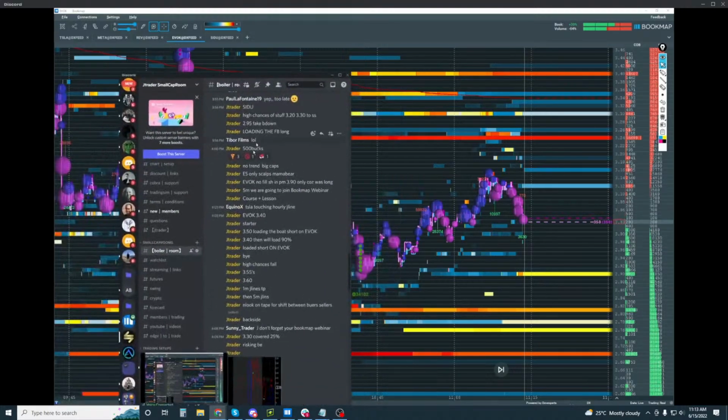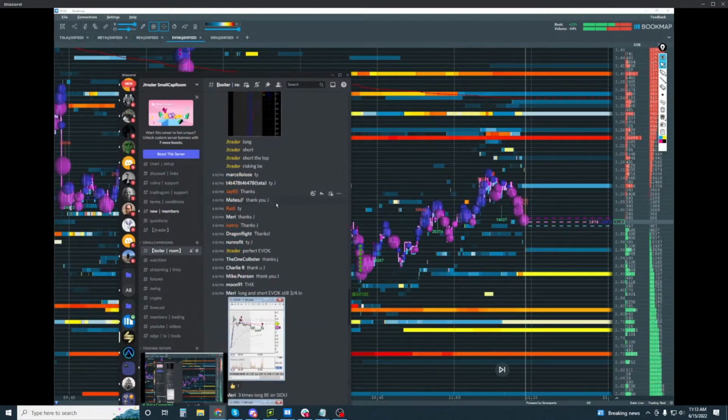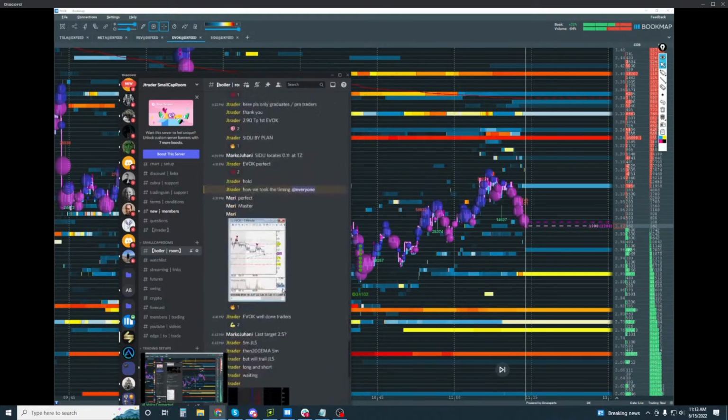This is from today. EVOC started 340, loaded the ball short on EVOC 350, called it 1003, loaded short on EVOC, buy chances. Traders taking the trade, and now we're holding for all the way down.